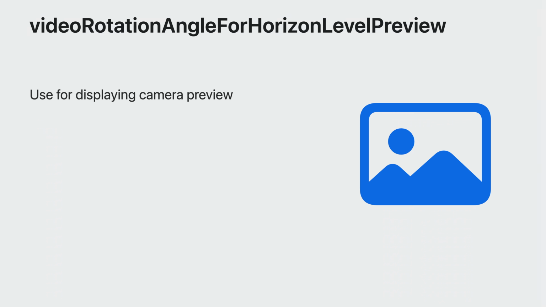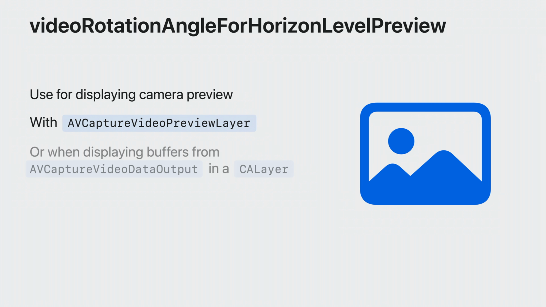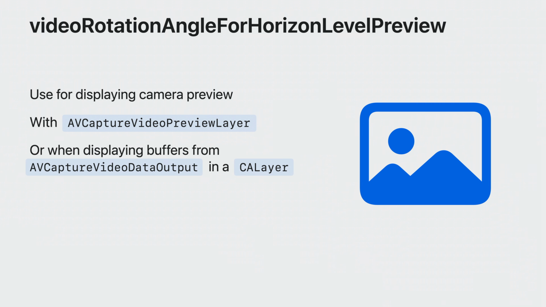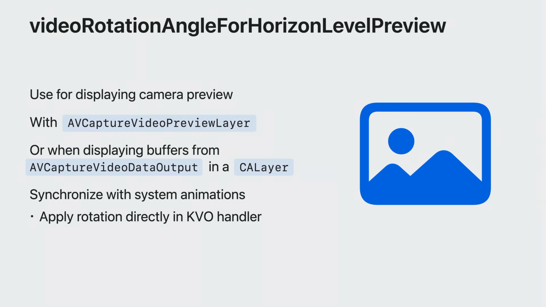Use videoRotationAngleForHorizonLevelPreview to display the camera preview. Apps using AVCaptureVideoPreviewLayer can apply the property's value to an AVCaptureConnection instance's videoRotationAngle property. Apps can also use it when displaying buffers from a video data output and a CALayer. To synchronize with system animations, change the preview rotation immediately in your app's key value observation code. Your app can expect to receive updates to this property on the main queue to update its UI.